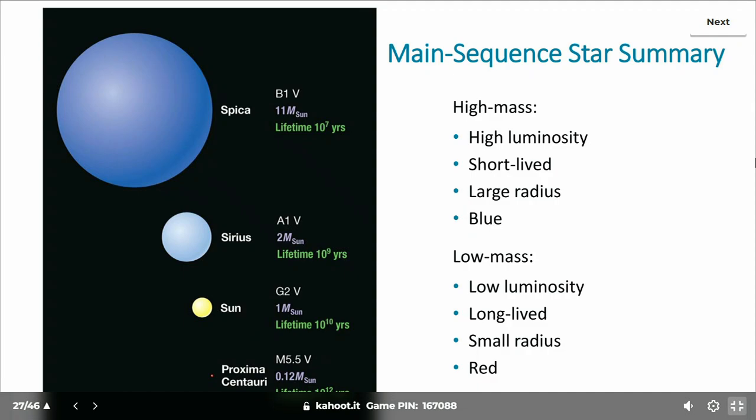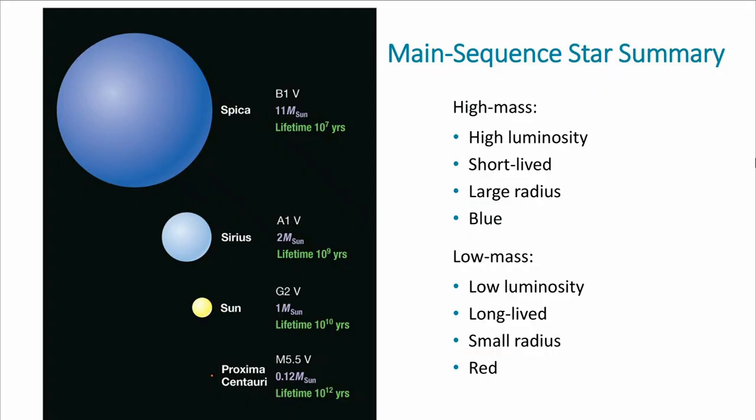Okay, so on the main sequence, we have this range of stars in terms of their masses and lifetimes. And you can see the higher mass stars are bluer. They have very short lifetimes and very large radii. And then on the lower mass side of things, they live for a lot longer. They have a smaller radius and they're redder with lower luminosity. But all of these stars are converting hydrogen into helium in their cores.